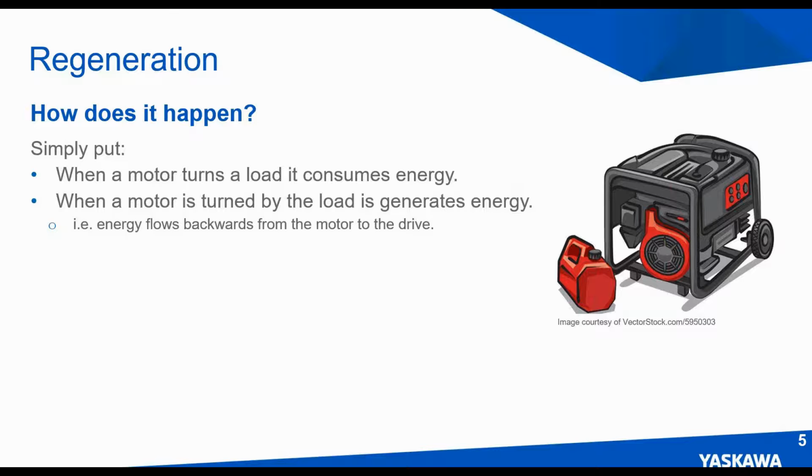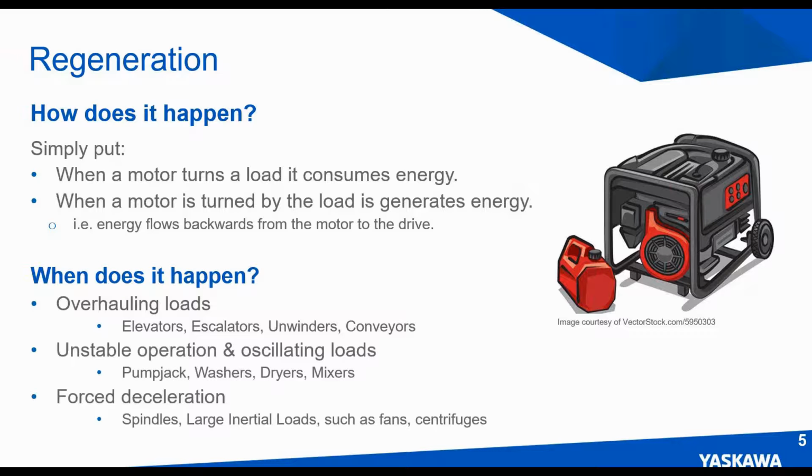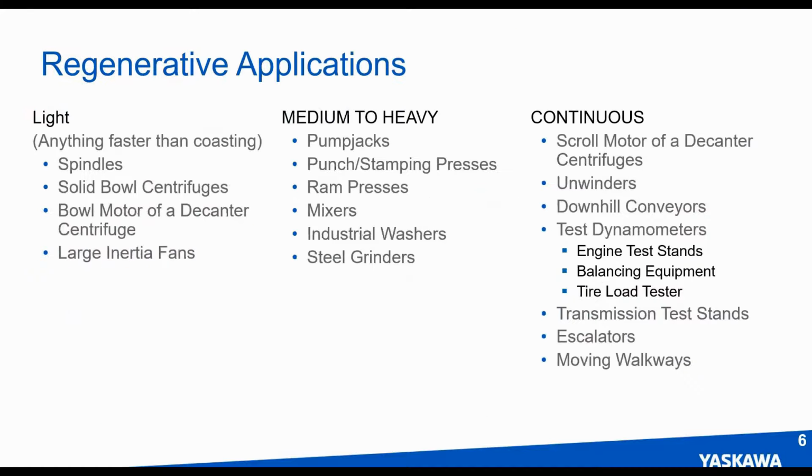When does regen occur? You have overhauling loads like elevators and unwinders that are constantly in regen. You have unstable or cyclic operation where motors go in and out of regen constantly, like washers and dryers. And finally, you have forced deceleration, which is pretty much any application that requires stopping the motor quicker than it would coast. Now, each of these applications can be reclassified into three categories: light, medium or heavy, and then continuous.